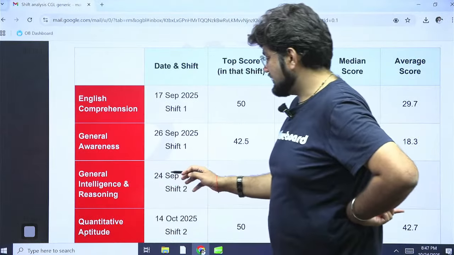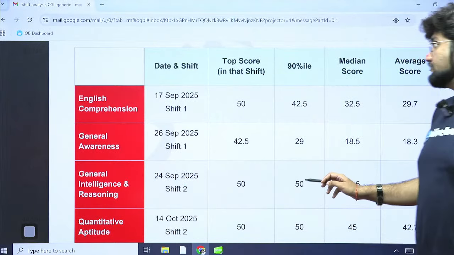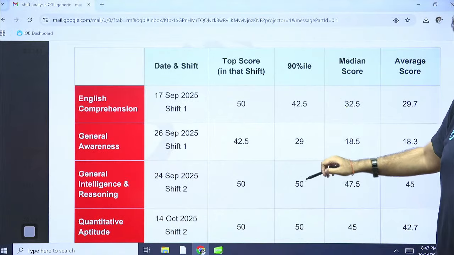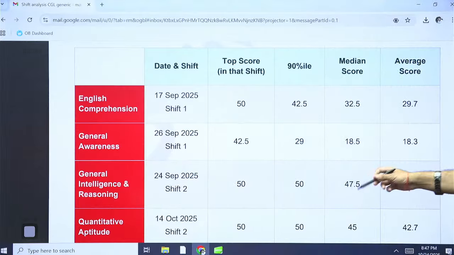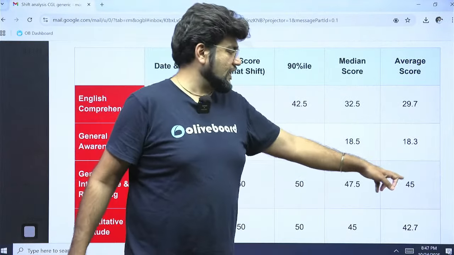General intelligence and reasoning, 24 September 2025 shift 2, 50 perfect score here, 50 90 percentile also. That means 90% of the students are below 50, but the top 10% have scored 50 marks in this particular shift. This was a pretty easy shift, I believe. Median score is 47.5. That means more than half of the students have attained 47.5, and 45 average score.